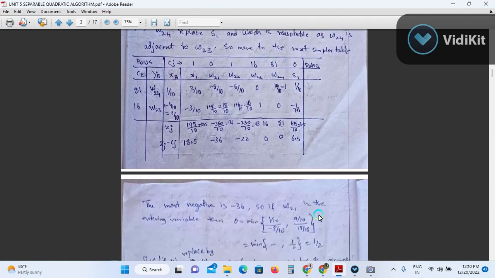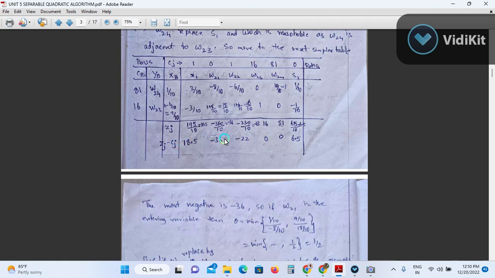The next one is, as usual, again I have to check whether negative values appear or not. Yes, negative values appear. So therefore we have to proceed further. So what is the next one? I have to choose the most negative value. So here among these Zj minus Cj, the most negative is minus 36.